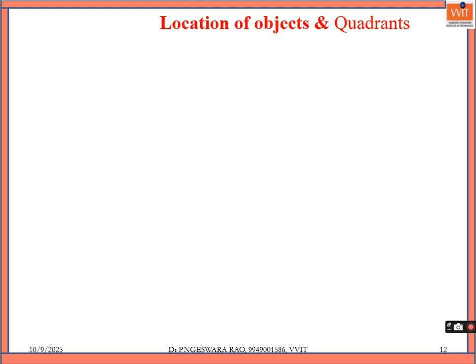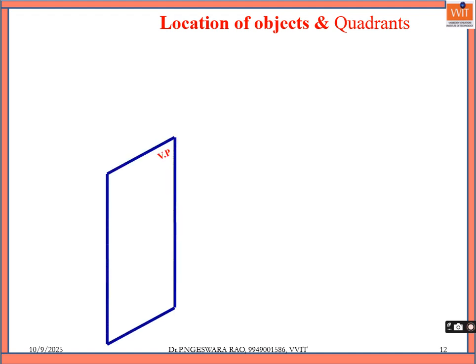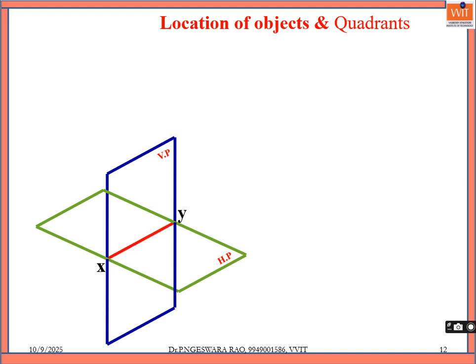In reality, the four quadrants are nothing but two reference planes. The first one is the vertical plane, and the second is the horizontal plane, and their intersection is called the reference line or XY line. The observer always stands here because all these planes are transparent. Transparent means when the object changes to another location, the observer does not change, because the location of the observer is fixed as these planes are transparent.